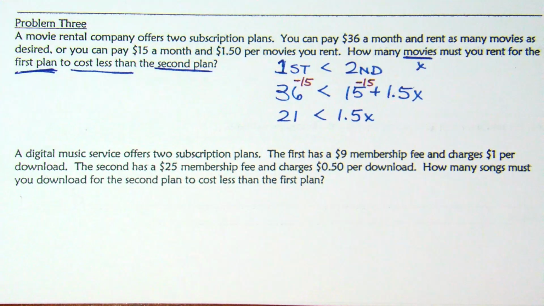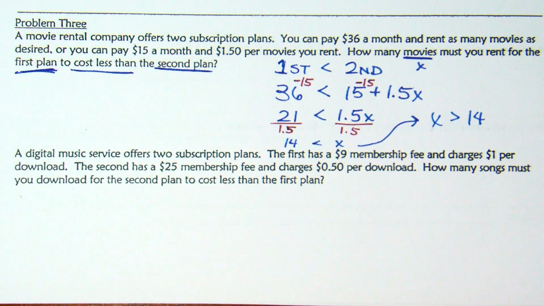How do I get x by itself? Divide by 1.5. What is 21 divided by 1.5? 14. So I now have 14 less than x. Which, if I bring it out here and reverse it, that is what? X greater than 14? Okay, I always encourage that variable first.